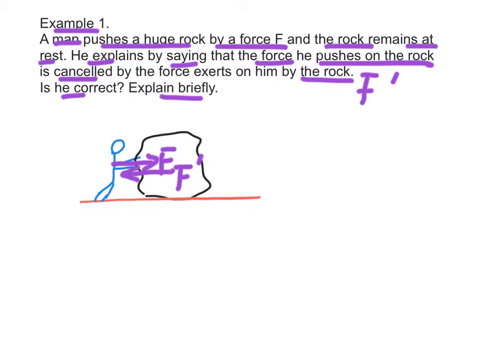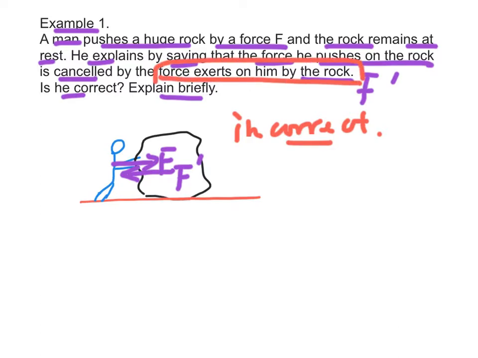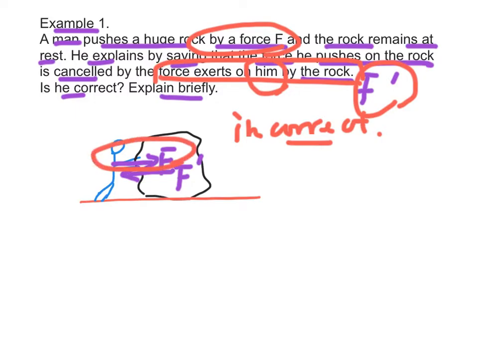Of course, he is incorrect, because the force exerted on him by the rock, F', is the force exerted on him, but not exerted on the rock. In fact, the rock remains stationary because the force he pushes on the rock, F, is cancelled or balanced by the friction acting on the rock by the ground. That is, F is equal to the frictional force.